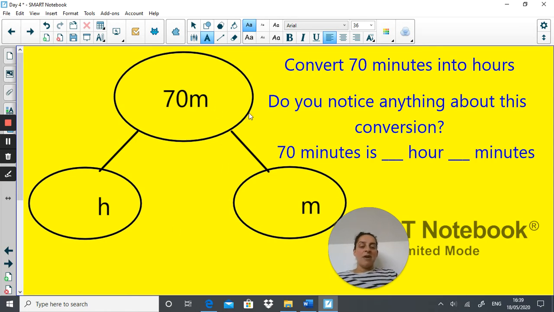70 minutes, and you'll remember this requires a partition of the number into hours and minutes. So 70 minutes is the same as what? Pause the video and fill in the part-whole model. So what you would do is you would divide 70 by 60, and 60 goes into 70 once. That's 1 hour, and then there are how many minutes left? 10. So 70 minutes is the same as 1 hour and 10 minutes. Good job.